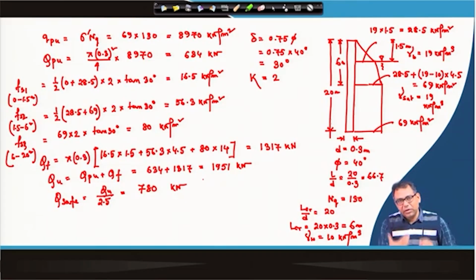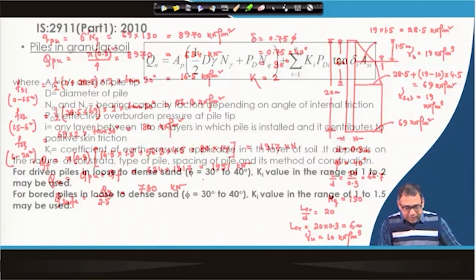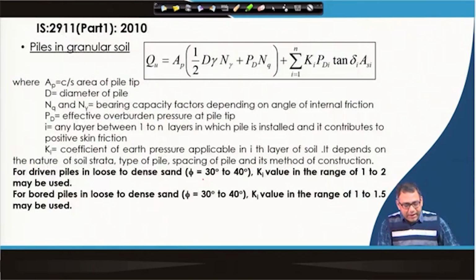Similarly, this way you can do it for the layered soil also, and you can do it for the dry soil also, but here we have taken the homogeneous soil with water table. So, next part I will discuss how the IS code recommends to determine the ultimate load carrying capacity of the pile in sand.